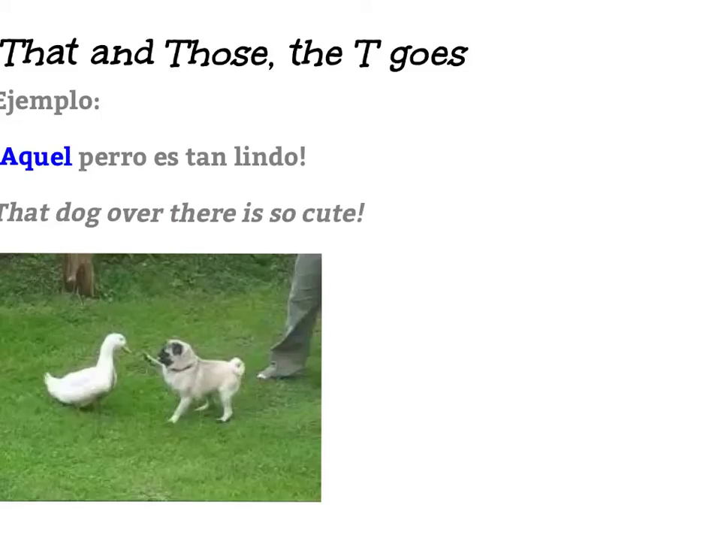Aquí está un ejemplo. Aquel perro es tan lindo. That dog over there is so cute. So I'm referring to a dog that's not too close to me. So I'm saying that one over there is so cute. Aquel perro.